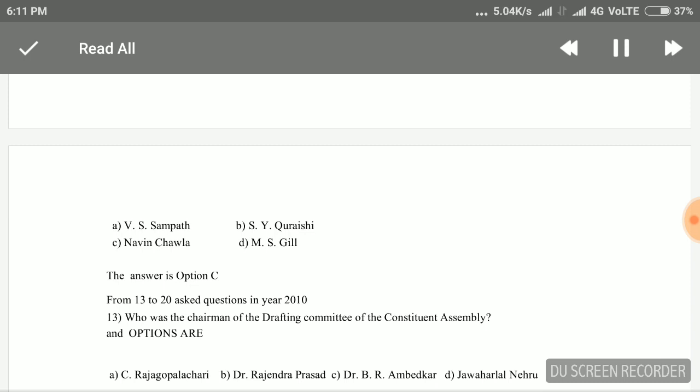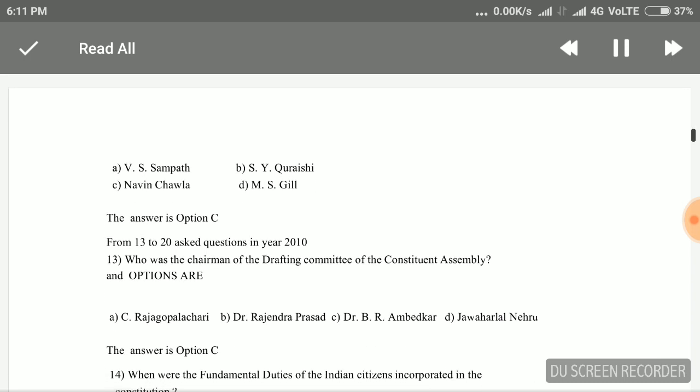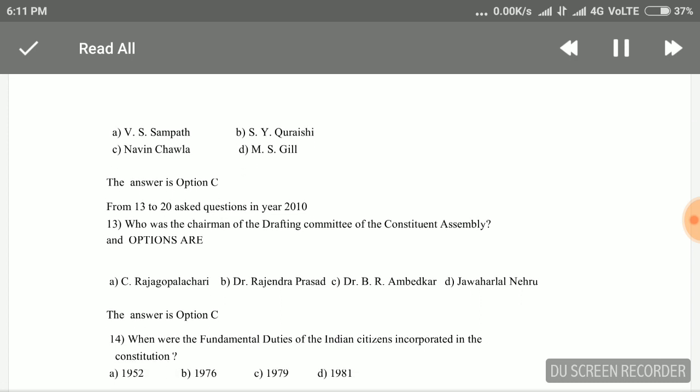13. Who was the chairman of the drafting committee of the Constituent Assembly? And options are A. C. Rajagopalachari, B. Dr. Rajendra Prasad, C. Dr. B.R. Ambedkar, D. Jawaharlal Nehru. The answer is option C.